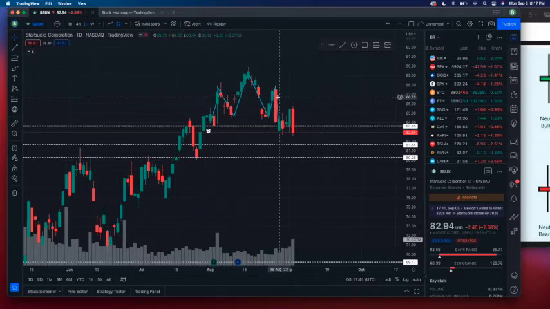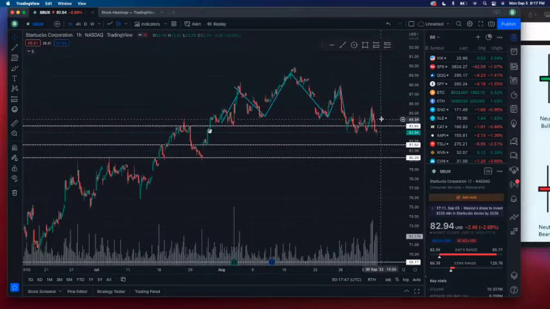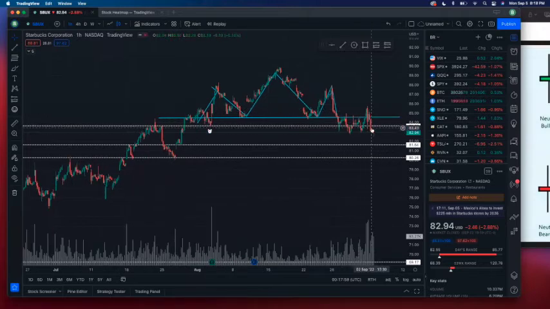So we had head and shoulders on the daily. We broke this support here. This would technically be where the head and shoulders neckline is. Rejected, rejected, came up, faked some people out, and then had a strong sell-off there. So that's why I took this trade. There's a head and shoulders on the daily.